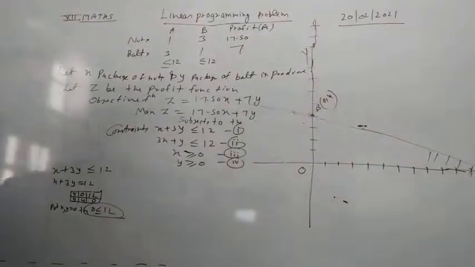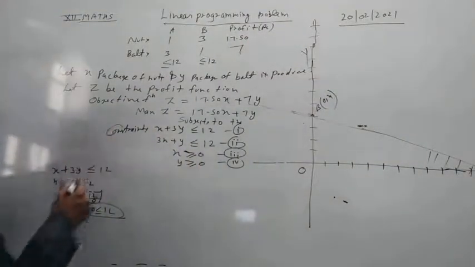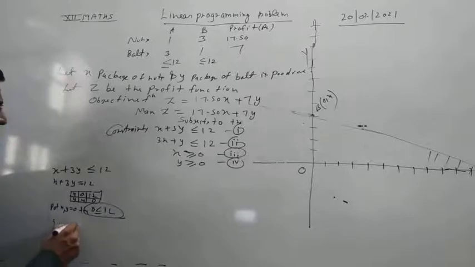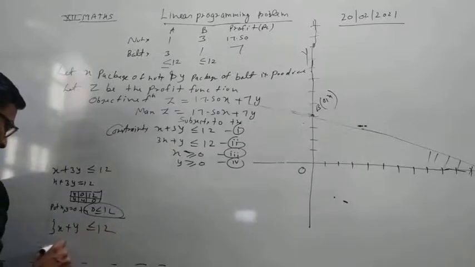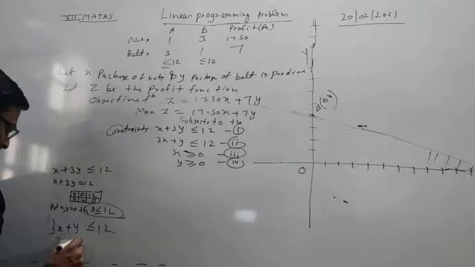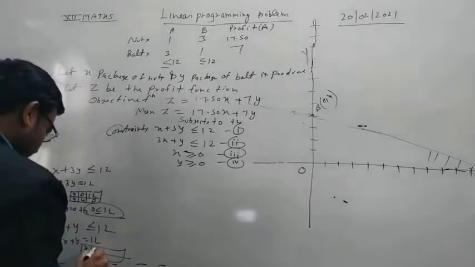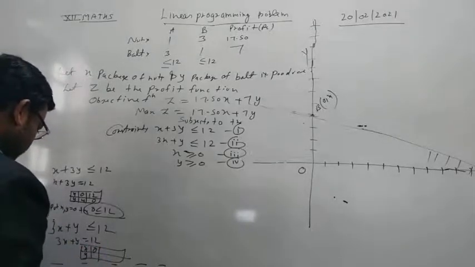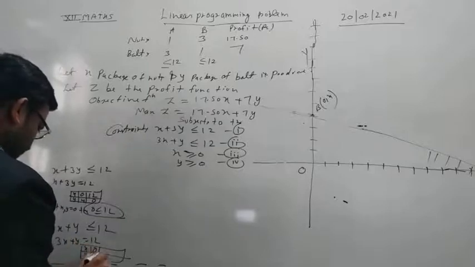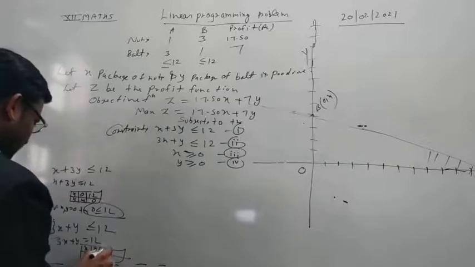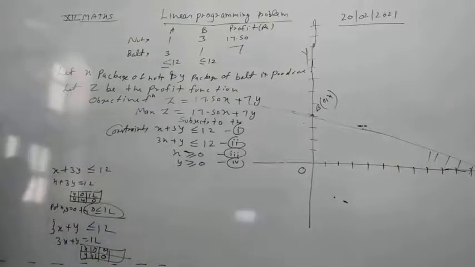Okay. Now, students, we take another inequality, which is 3x plus y is less than or equal to 12. Again we change this to an equality and make the points again. So we write x and y. When x is 0, y is 12, and when y is 0, x is 4. Okay, students.